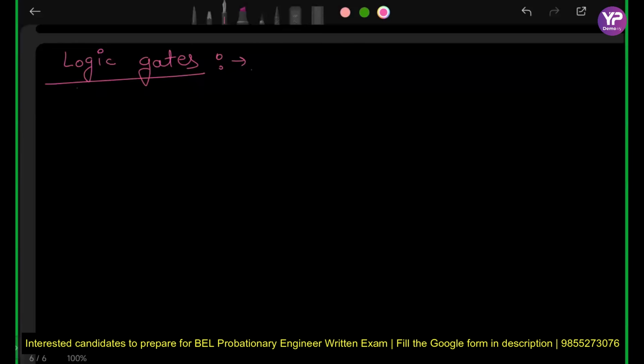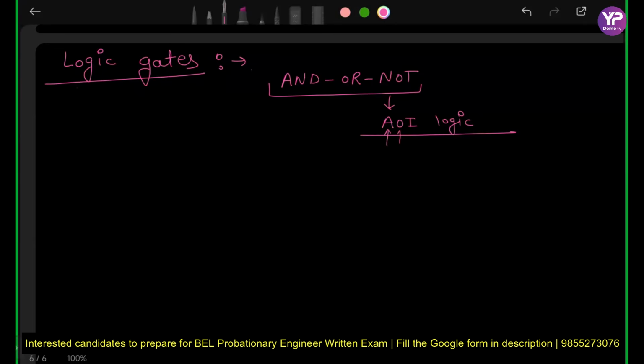So basically, if I'm talking about logic gates, some basic logic gates are AND gate, OR gate, and NOT gate. These are the three basic gates. Generally, if he says that you have to implement a circuit using AOI logic, this is called AOI logic. AOI logic means what? AND, OR, inverter. Inverter means NOT gate.